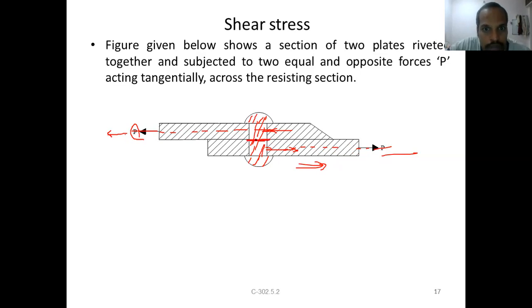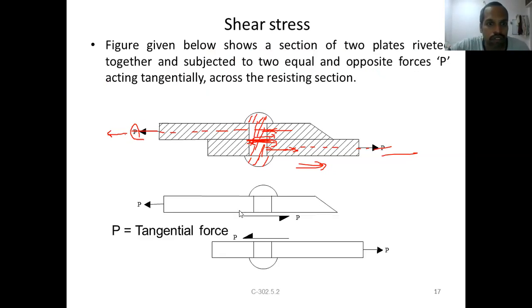Okay, tangential means across the surface. Across the surface. Here it is like this, here it is like this, or similarly it is reversed. Here it is like this, here it is subjected to like this. Okay, so that's what it is. The figure below shows a section of two plates riveted together subjected to two equal and opposite forces P acting tangentially across the resisting section. So this is a resisting section. What is happening at this resisting section?